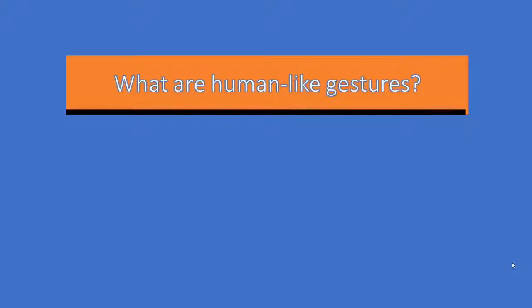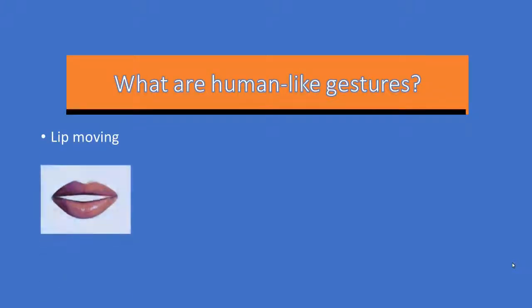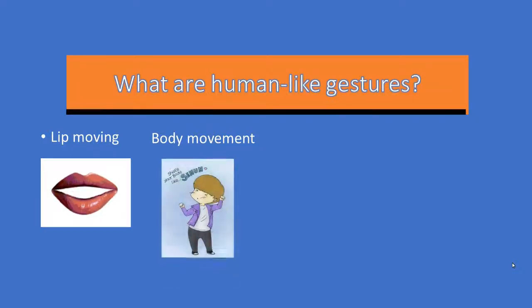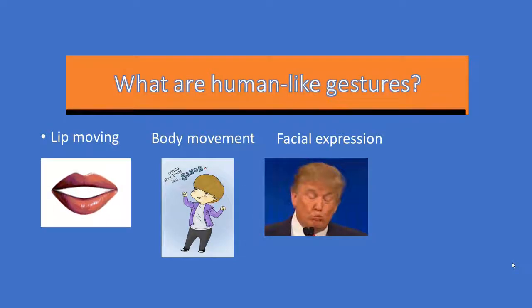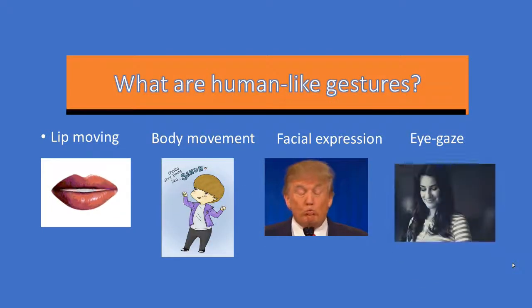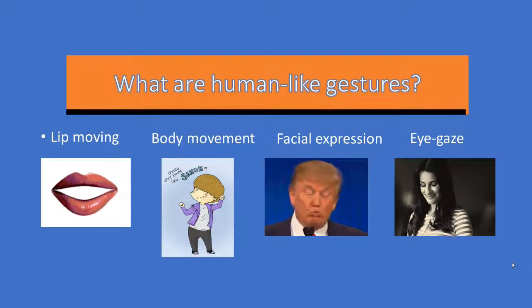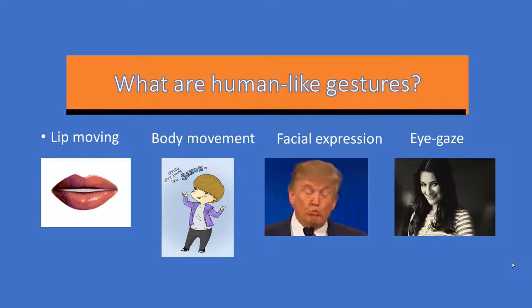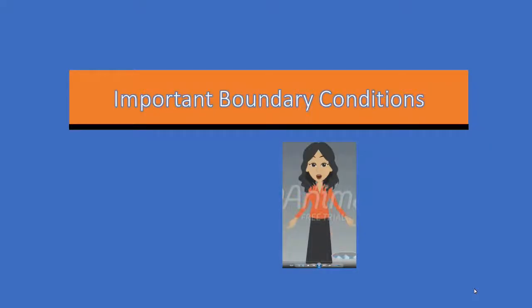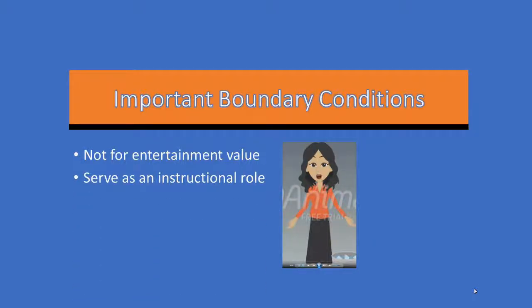So what are the types of human-like gestures? We can add lip moving like this, body movement like this, facial expressions like this, and eye gaze like this. We can add all of these types of human-like gestures to the on-screen agents to foster learning. However, when we use pedagogical agents, we need to be careful. Don't use it as irrelevant role for entertainment value, but only for instructional purpose.